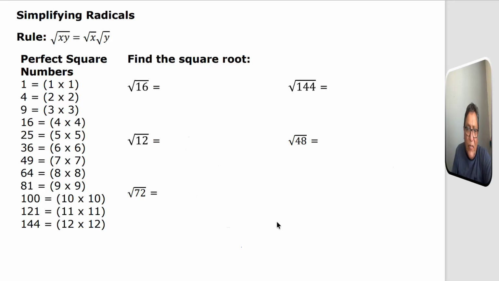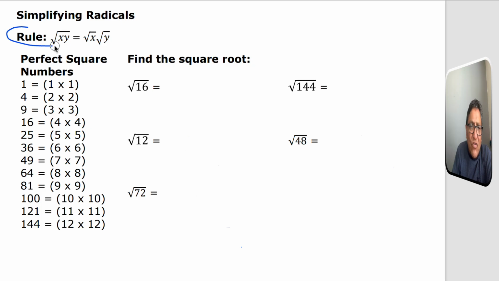Okay, so we will review simplifying radicals. There are two things that you have to remember to simplify radicals. One, you should know the list of perfect square numbers. A perfect square number, for example, the number 9, is produced by 3 times 3. For example, 100 is produced by 10 times 10. So this is why we call it a perfect square number.